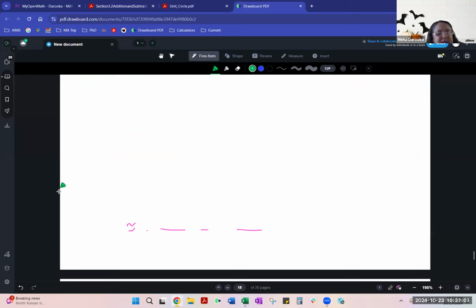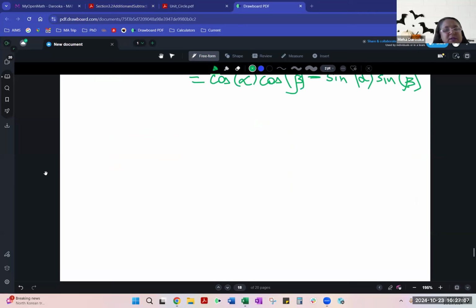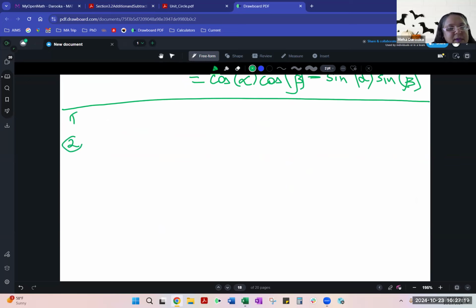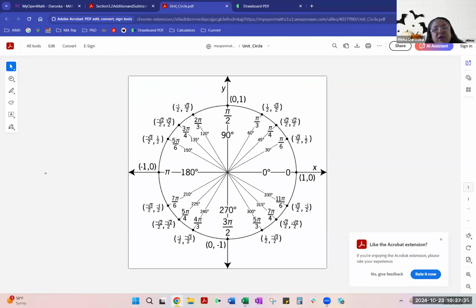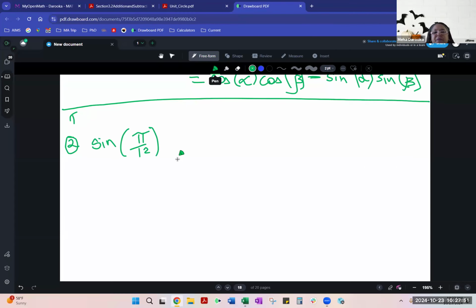So let's do that. Let me erase this out. All right, so exact value of sine of pi over 12. Now, again, if you look at the unit circle, you will see that we do not have a pi over 12 over here, right? Our denominators are 2, 3, 4, 6, and then, of course, this one has a denominator of 1. So we don't really have pi over 12 over there. So, of course, that means we will need to break down and write this as either the sum or the difference of two different angles.